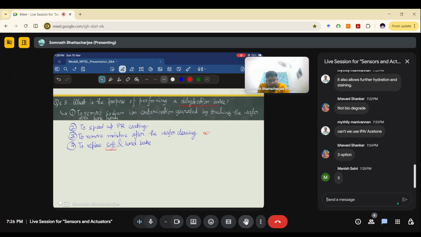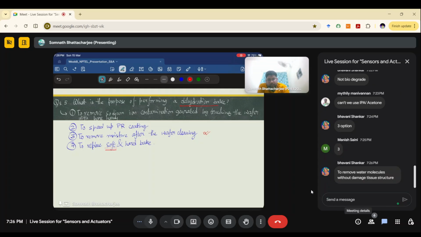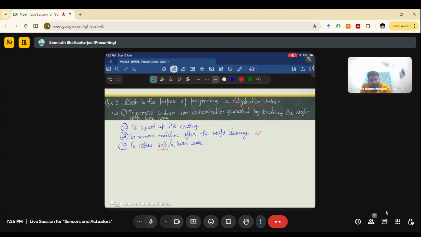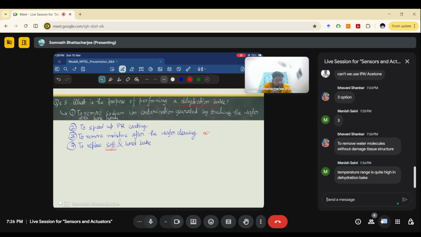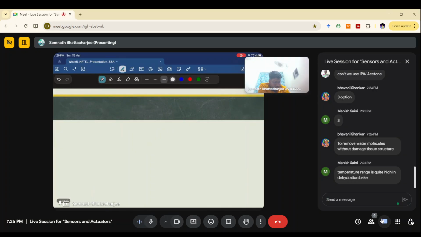Yes, someone raised their hand. To remove water molecules without damaging the structure. Yes. So what does a soft bake do that a dehydration bake doesn't? Yes, that's the correct answer, what I was looking for. The temperature range is quite high in dehydration bake as well. So let's move on to the next one.